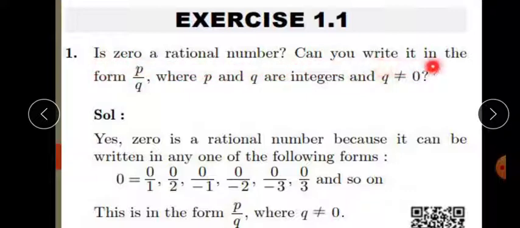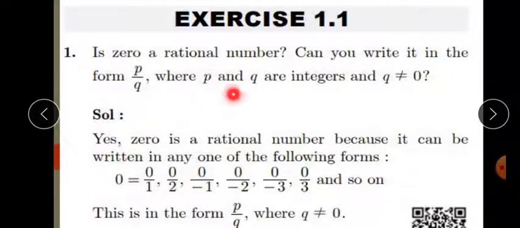Can you write it in the form p by q, where p and q are integers and q is not equal to 0? So the question is asked, can we write 0 as a rational number? The answer is yes. Why? 0 is a rational number because it can be written in any one of the following forms. As I told you earlier, a rational number is a number which can be expressed in the form of p by q, where q is not equal to 0.